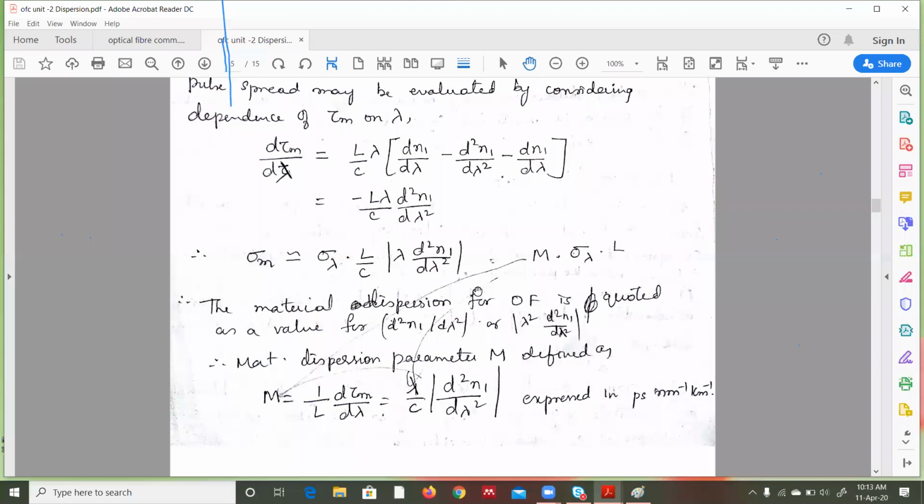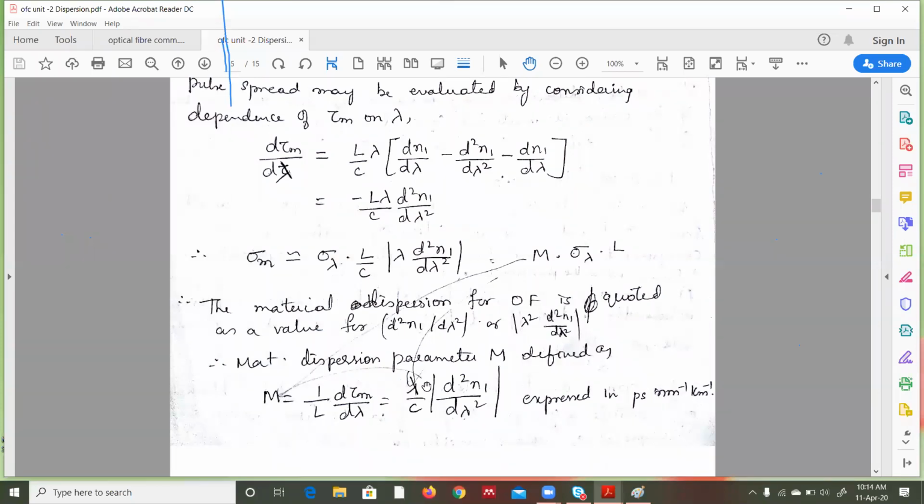We are going to define a parameter called the material dispersion parameter, represented as capital M. Capital M represents the material dispersion parameter, and its value is equal to lambda times d square n1 by d lambda square, or it is lambda square d square n1 by d lambda square. Either you can use these two terms to represent the material dispersion parameter, and the unit of that is picoseconds per nanometer per kilometer. This is the standard unit for the material dispersion parameter, capital M.